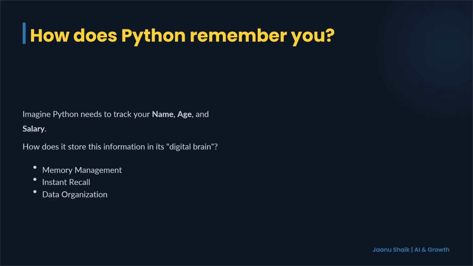And coming to data organization, name is generally textual data. Age is integer data, and salary is float data. As three types of data are there in our example, Python can process all these three types of data. That is called data organization. Okay, in this way, Python is going to track your name, age, and salary.